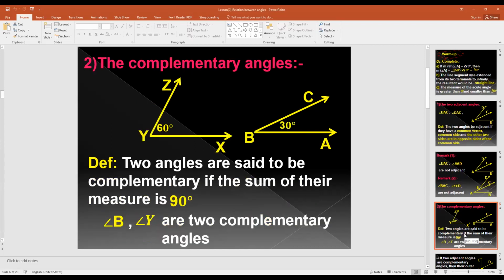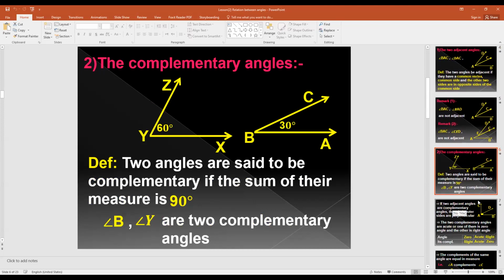Two angles are complementary angles if their sum is 90 degrees. As we see, we have two angles, angle CBA and angle ZYX. The two angles are complementary angles because their sum is 90 degrees: 60 plus 30 is 90 degrees. So the two angles are complementary angles.